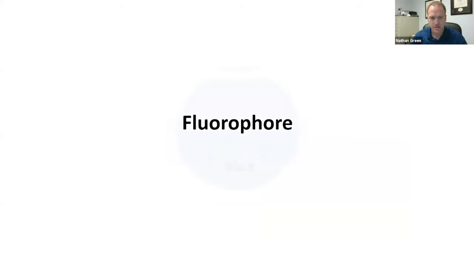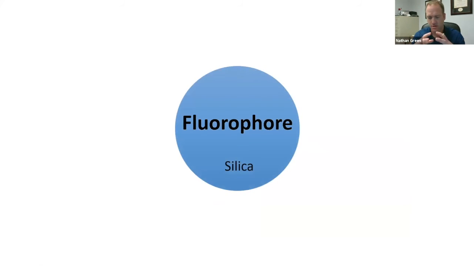And so what we did is we took a fluorophore, and I'm using the word fluorophore specifically as an organic molecule that fluoresces. So it takes in light, goes to an excited state, relaxes vibrationally, and then gives off light of a different wavelength. So there's this lag between the light it absorbs and the light it gives off.